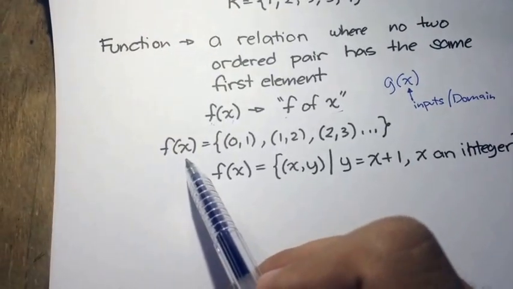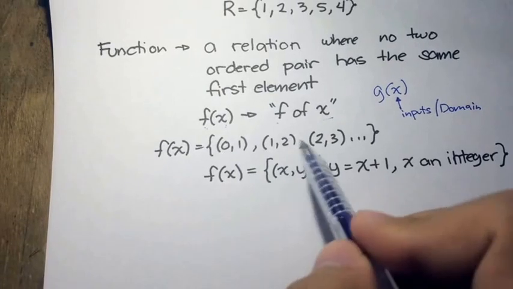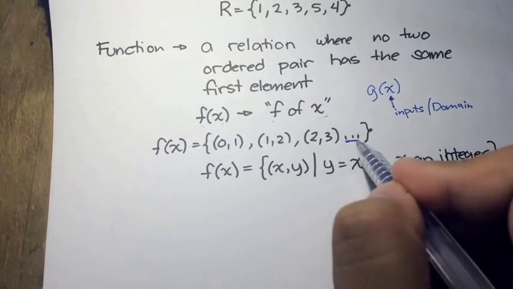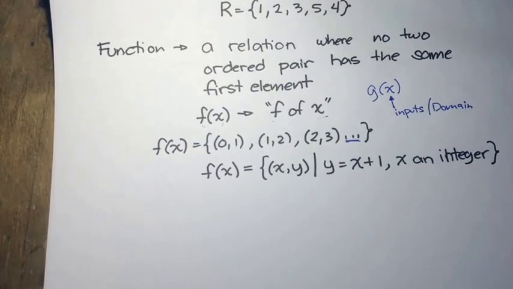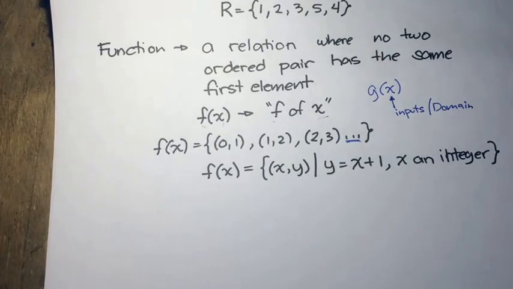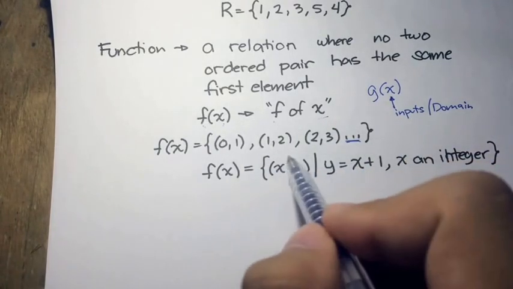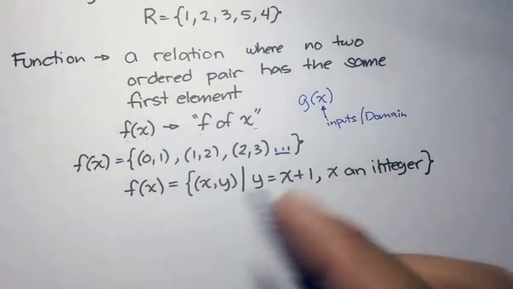This is a definition of a function. It's a function with the set of ordered pairs (0, 1), (1, 2), (2, 3), and so on. Now, this means it's an infinite set. Most of the time in math, we are dealing with sets with an infinite number of elements. If we have an infinite number of ordered pairs, or let's say 100, we don't necessarily have to list them all.